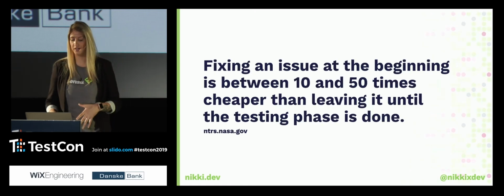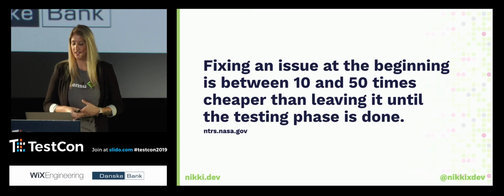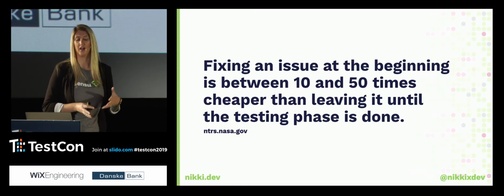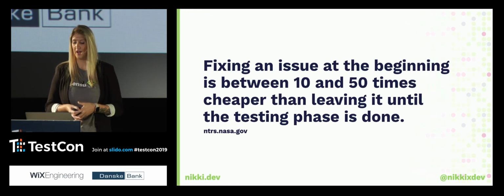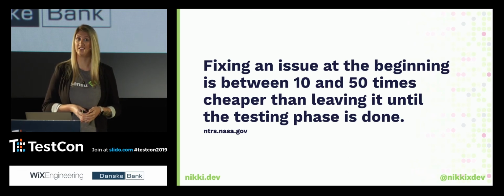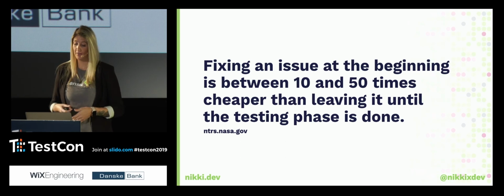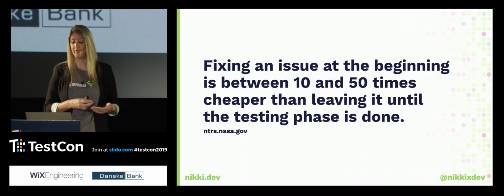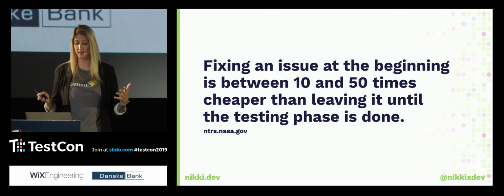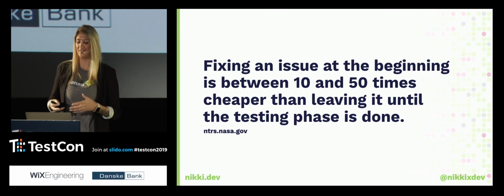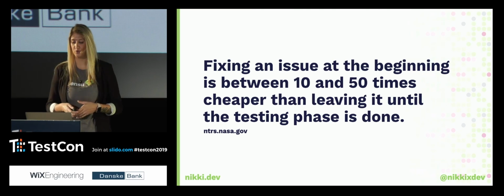So why are these important? NASA did a study to determine the relative cost of fixing errors associated with various stages of a product lifecycle. They found that fixing an issue at the beginning is between 10 and 50 times cheaper than leaving it until the testing phase is done. So having that tight feedback loop is crucial to the long-term viability and success of a project, and QA testing is only going to empower that cycle even more. So in conclusion, invest in solutions early because it will save you time, money, and sanity in the end.